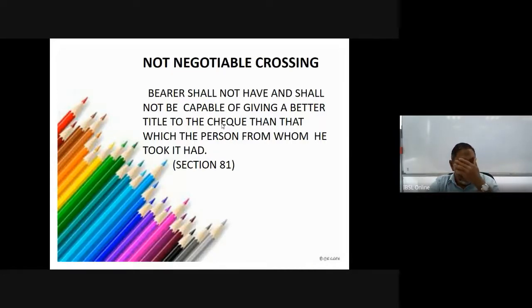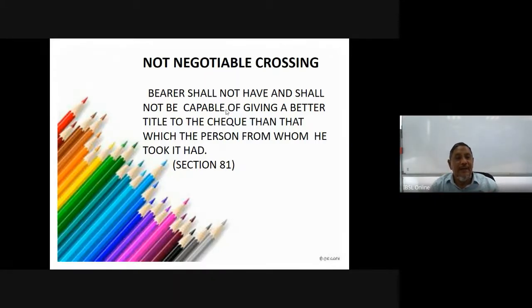Carefully understand this not negotiable crossing. The bearer shall not have, and shall not be capable of giving, a better title to the check than that which the person from whom he took it had. Section 81 of the Negotiable Instruments Ordinance deals with the not negotiable crossing. These crossings are general crossings. So the only instruction is given to the collecting banker. Right? The bearer shall not be capable of giving a better title to the check than the person from whom he took it.